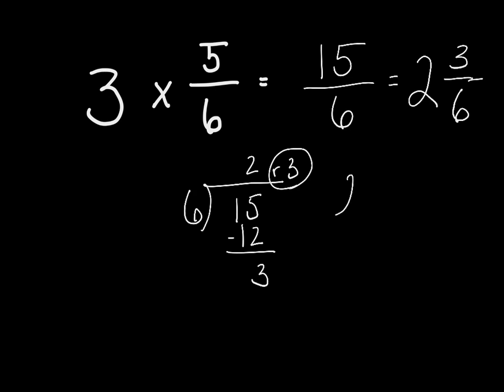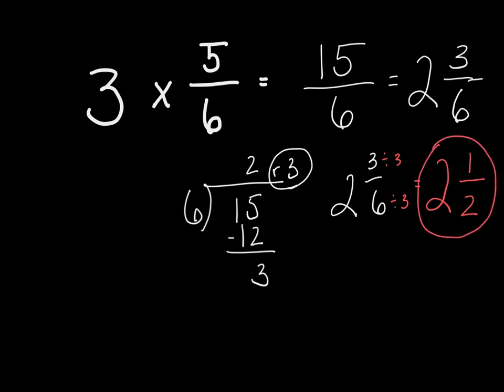But if we look at 2 and 3/6, and hopefully you guys are getting into this habit, is 3/6 in simplest form? It is not. What could we do? We could divide the top and the bottom by a 3. 2 wholes, and in the numerator is 1. 3 goes into 6 2 times. So 3/6 is equivalent to a half. So our new mixed number is 2 and 1/2.